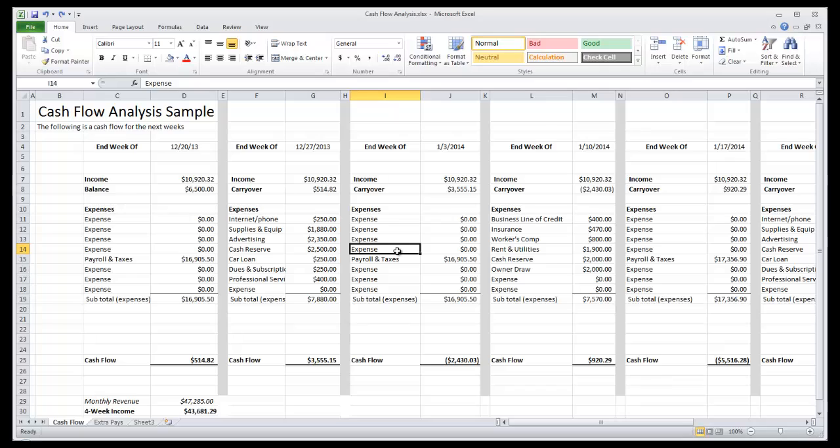Okay, so let's say you've set this all up, you put everything in here, and again, we've got sample data here from somebody who's making about $47,000 a month. What does this cash flow analysis tell us? Well, it can tell us if you need to add money. Remember, I was telling you that right here, if we had started out with a zero balance and we knew that we were going to have income coming in of $10,920, we can see not only that we're going to need money, but we can see how much.